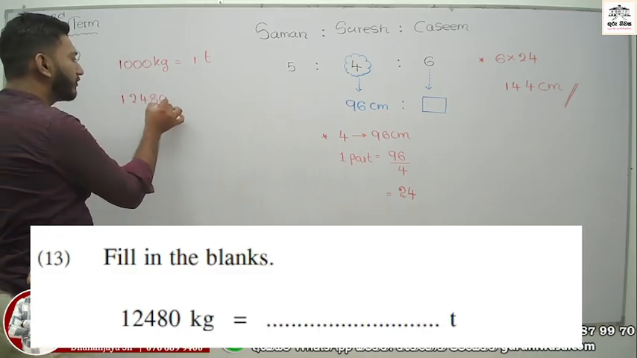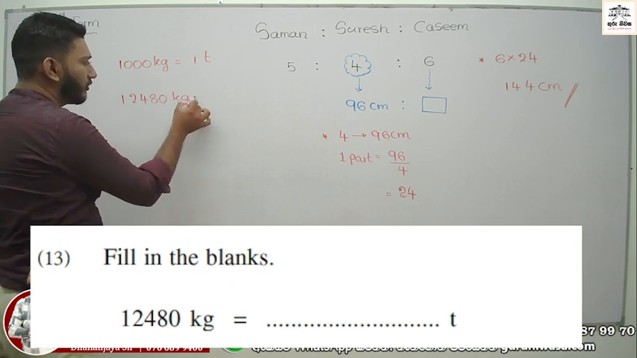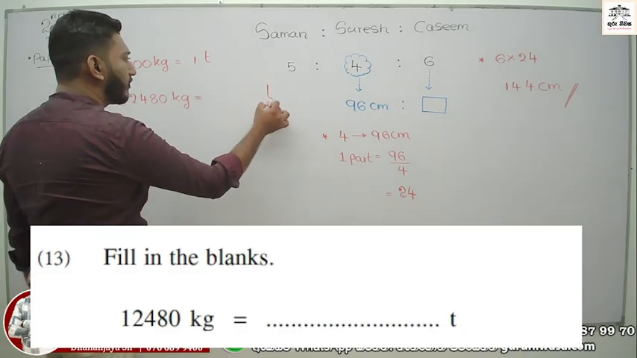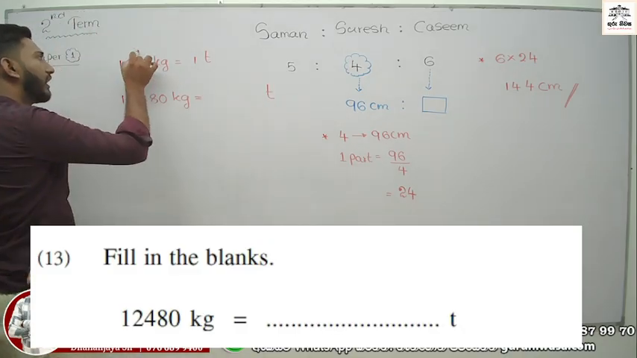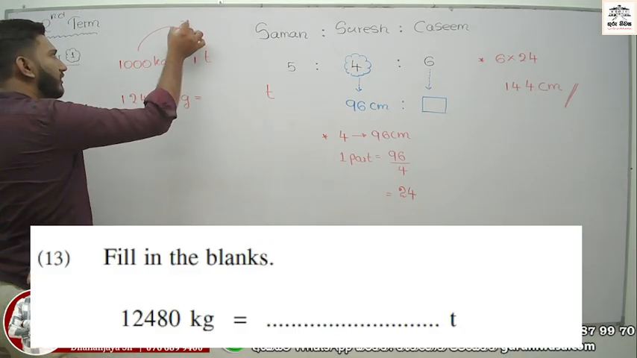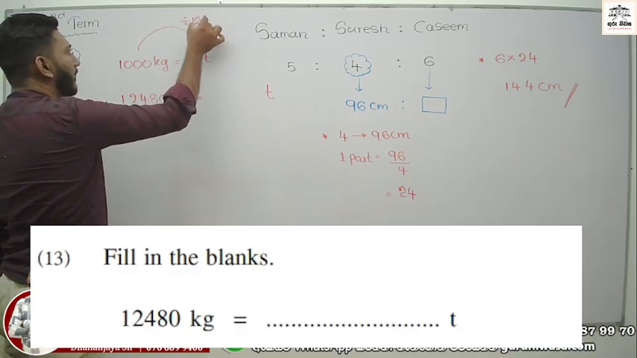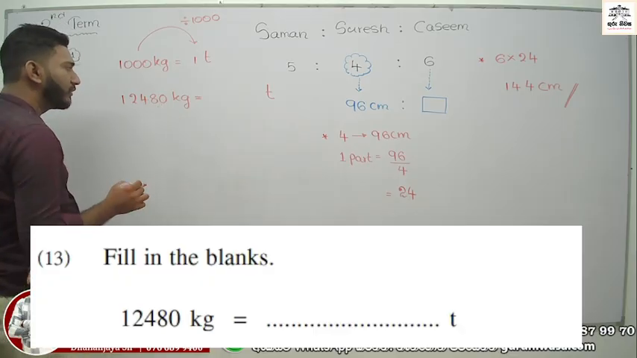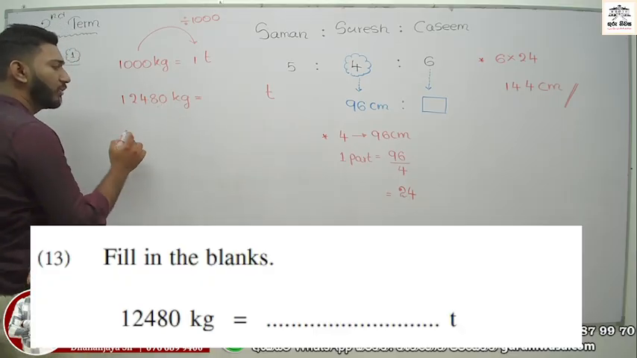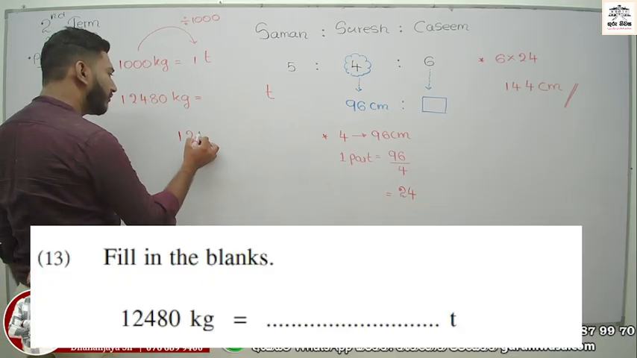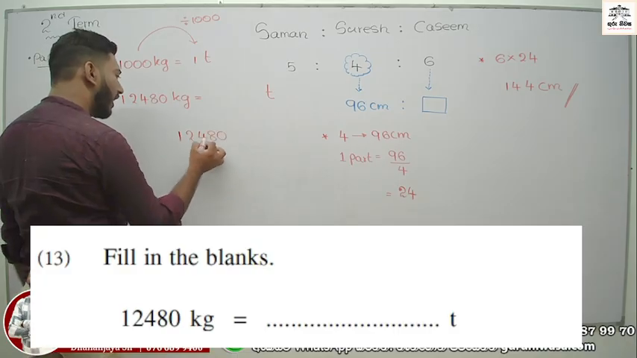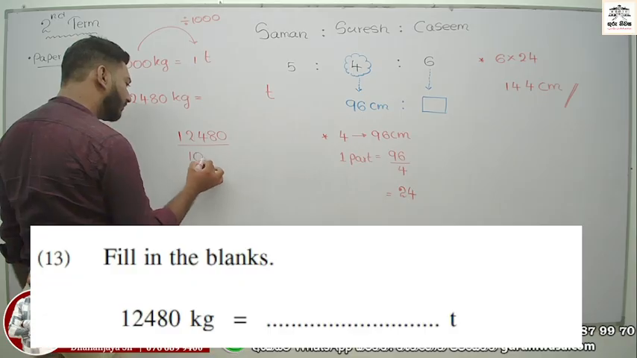Now 12,480 kilograms, you need to change into tons. And look at this, 1000 becomes 1. That is a divide by 1000. That is the method. Now I'm going to divide 12,480 by 1000.